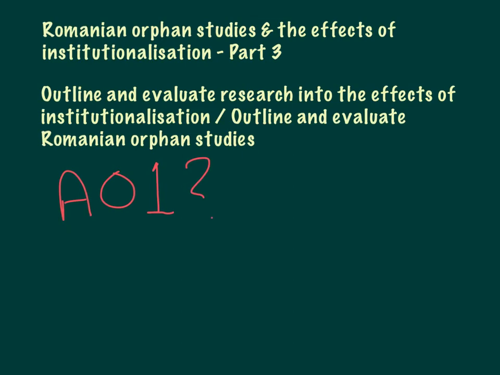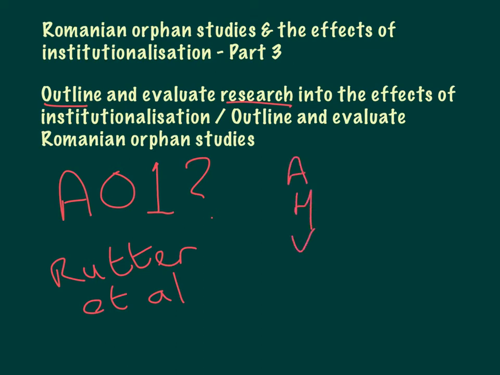So to deal with that AO1 then, how is it best to approach it? The easiest and most manageable way is to get one key study, and detail that in enough information for 6 marks. Now it doesn't have to be Rutter et al. You could use Sienna et al. But Rutter et al. has a lot of information in it, so it's going to be easy to pick up the 6 marks with just that one study. And because we're looking at outline and evaluating research, that means we can deal with the aims, hypotheses, variables, sample, procedure, findings, conclusions. There's absolutely masses to say, as we can see here.